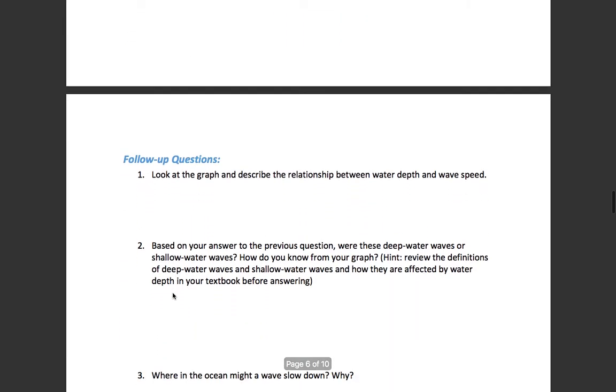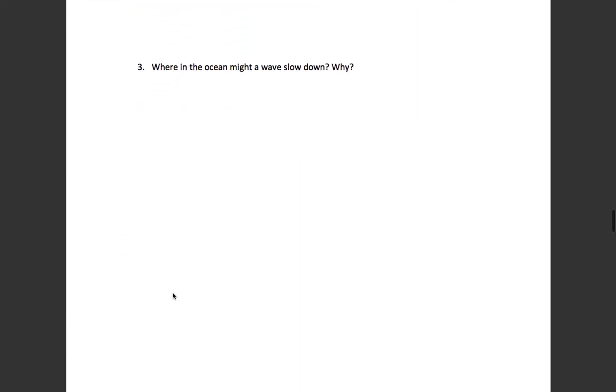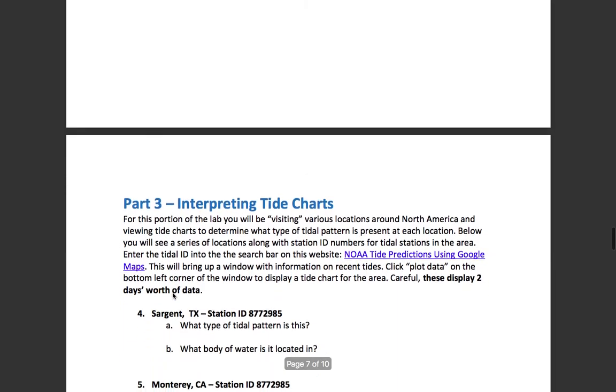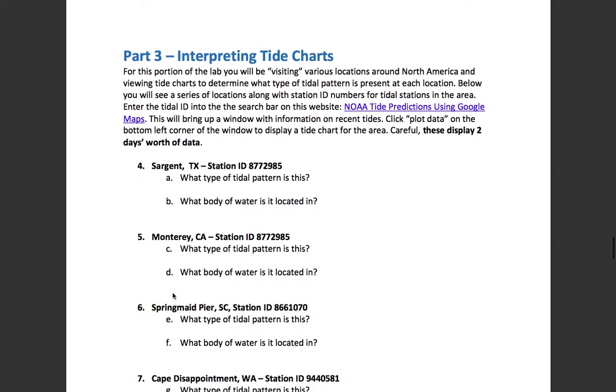Okay, and then we have some follow-up questions. And then we start to get looking at tides. And so we are going to be looking at what we call tidal charts, and these record the change in water level as the tide comes in and goes out. And I would recommend either rewatching that last video in the lecture videos or reviewing your notes on that section, because we are going to apply what we learned there to this exercise.